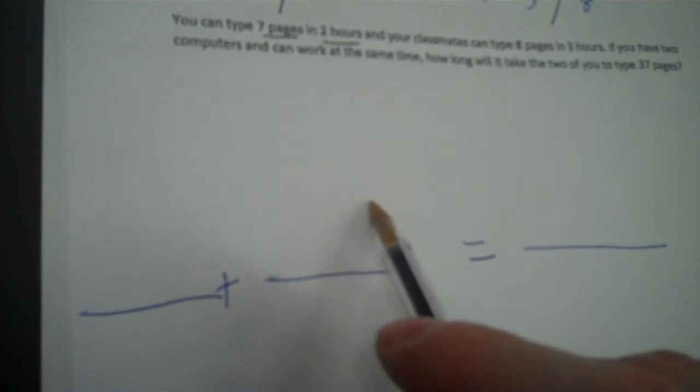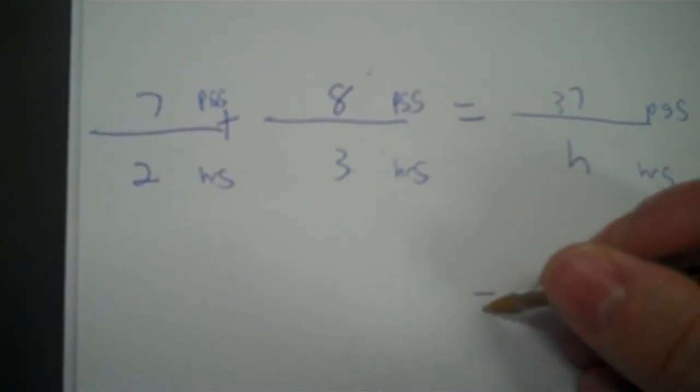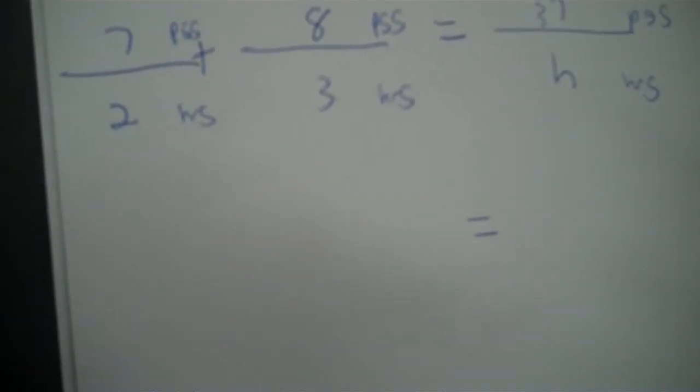Okay, remember, since there are 2 different tables, you're going to have to add one, because this is me, this is you, sorry, this is your classmate, and this is when you're together. Okay, so put the hours on the bottom, and put the pages on the top. Okay, so 2 hours, 7 pages. 3 hours, 8 pages. 37 pages. You can put H for hours, it doesn't matter, okay? Or X, if you like X, go with it.